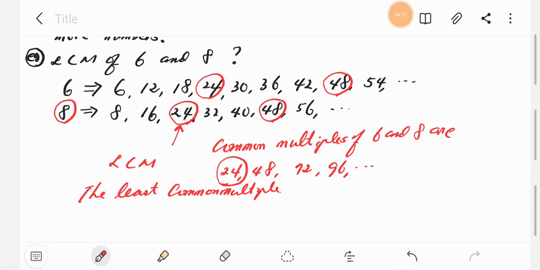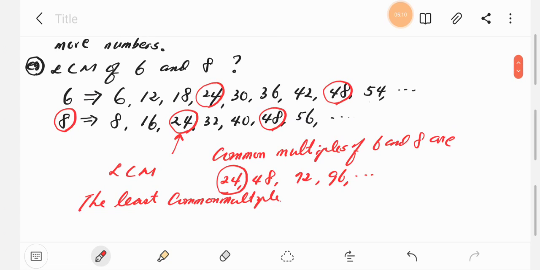And 24 is a multiple of 6, right? 6 times 4 is 24. So yes, 24 is a multiple of both numbers, and 24 is the least common multiple. So the LCM comes from the larger number. This is a method of finding the LCM.